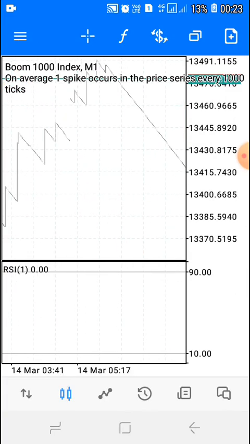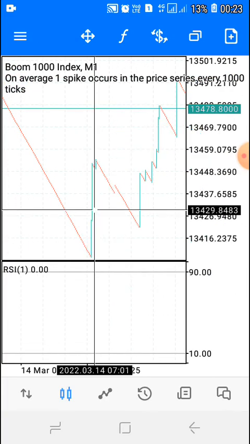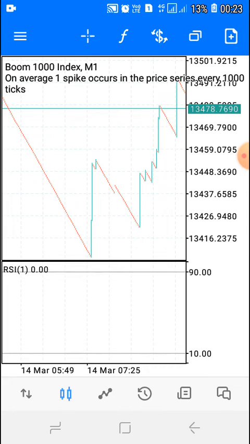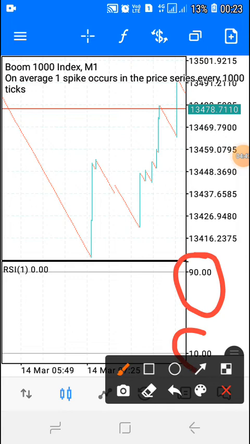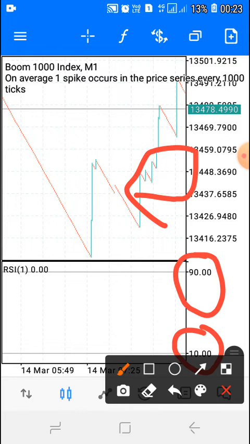Okay, so basically what the levels means is, you guys can see over here, this is the 90 level, and at the bottom we have the 10 level. So basically what the levels means is when we hit the 90 level on Boom 1000, we are going to take a sell. But how are you going to know when we hit the 90 level? Don't worry, I got you.